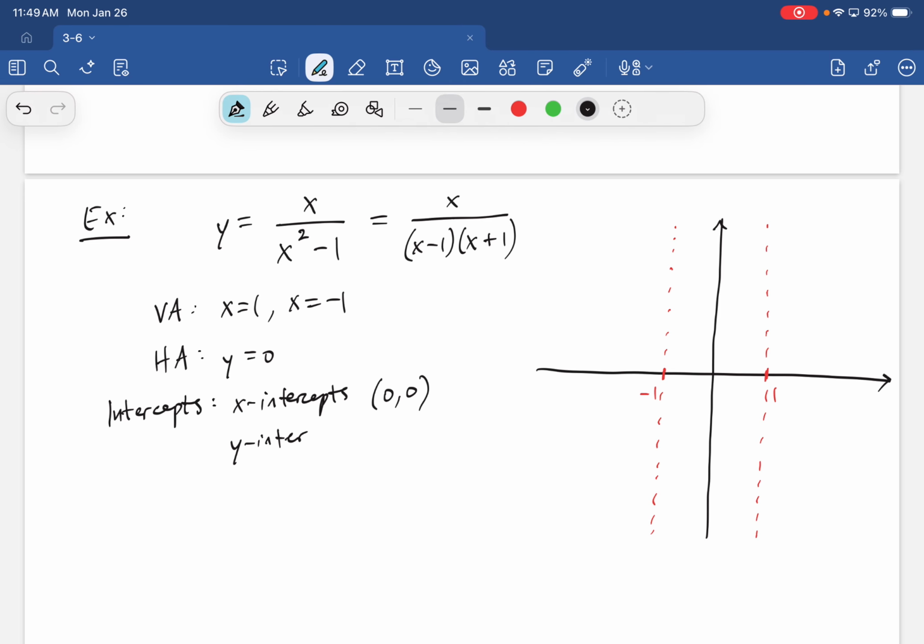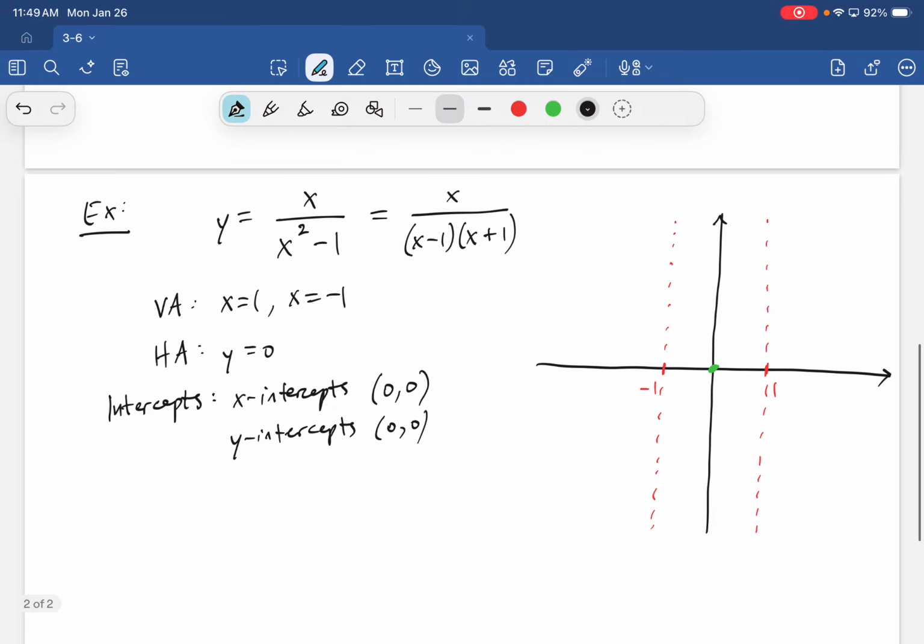The y-intercept is just plugging in x equals 0. So that's also going to give us (0, 0). And so we know that the graph must cross this point, right? That's its intercept. Okay? So that's all the preliminary information, and now we can probably start taking derivatives.